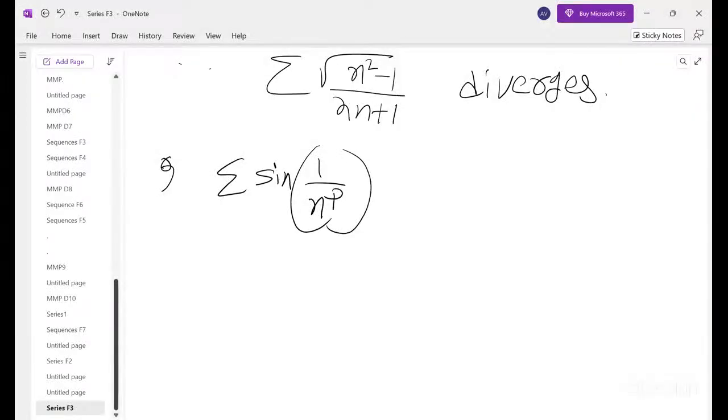Test: sin(1/n^p), when is it convergent? I will teach you one shortcut here. Remember that, and don't do all the steps. Apply just this: as n tends to infinity, with p a positive integer, 1/n^p goes to 0. So let us go for limit comparison directly.